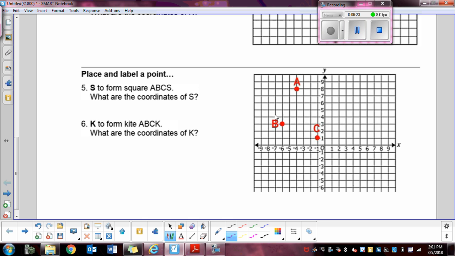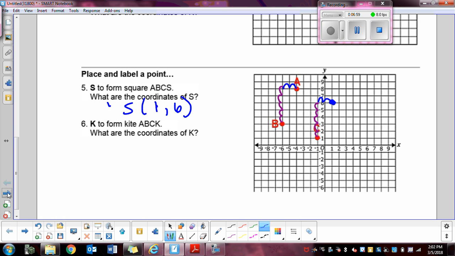So let's look at B to A. I'm going to go up 1, 2, 3, 4, 5, and then I'm going to go to the right 1, 2. I have to do the same for C. I have to go up 1, 2, 3, 4, 5, and I'm going to go to the right 2. And this point right here has to be where S is. So S is at X value comes first, 1, comma, Y value is 6.